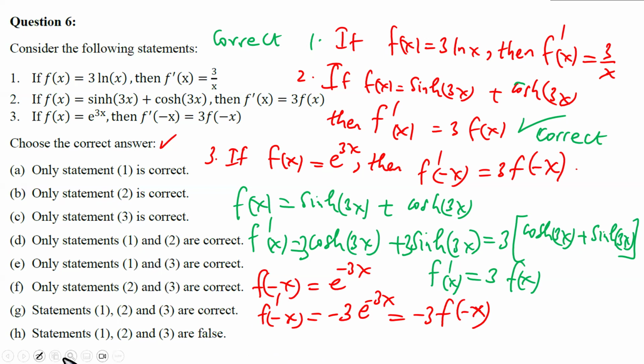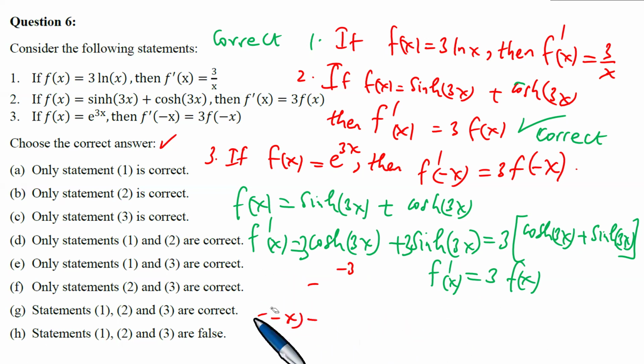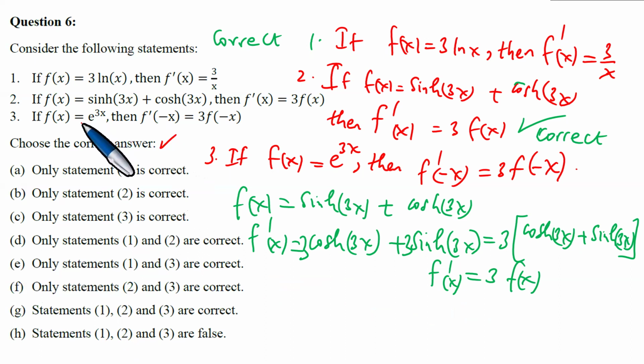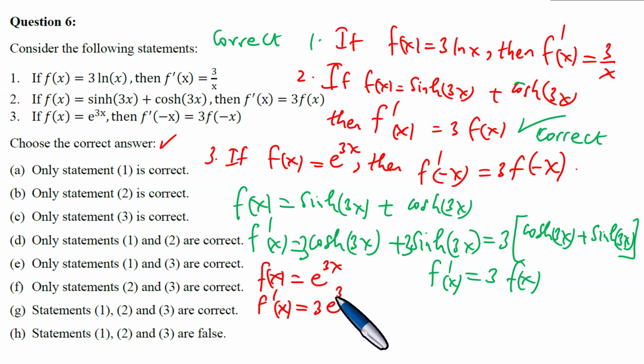Simultaneously, let us take a look at it differently. One way to look at it is to say you have f of x equals e to the power 3x. What is f prime of x? It is 3e to the power 3x. That is the derivative.